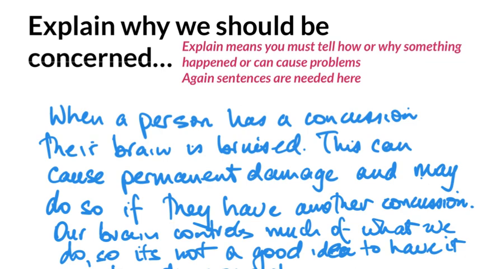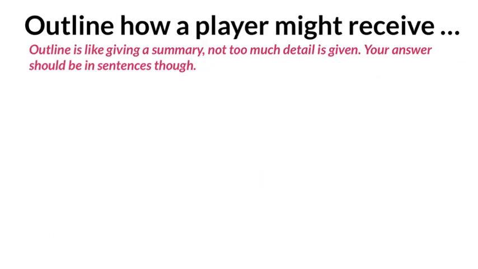See how what I've done is I've given a reason to start off with and then expanded that reason. I've sort of made my ideas about why it's a bad idea really, really clear. All right, let's look at the last one which I've got here. Outline how a player might receive a concussion. This one we have to give a summary. Again, we should use sentences, not as much detail as sentences.